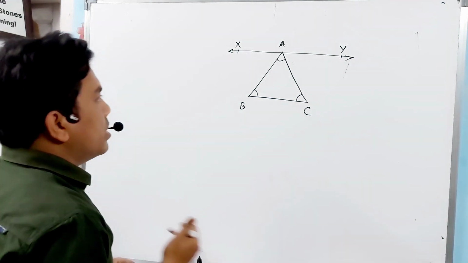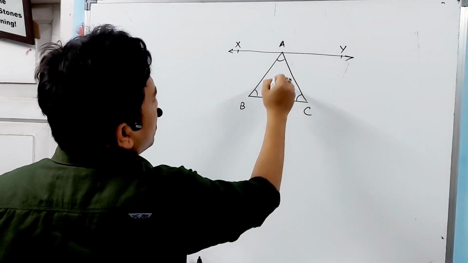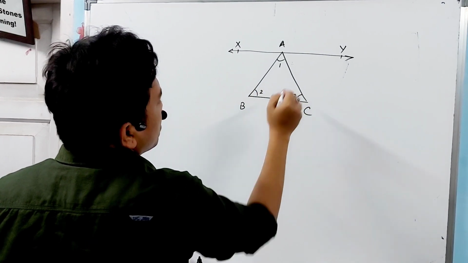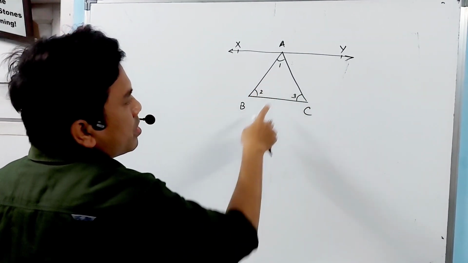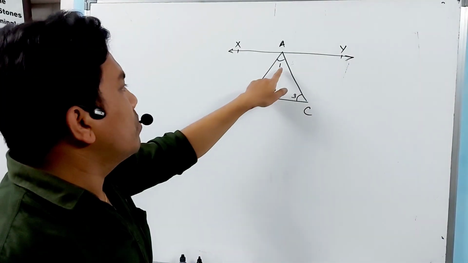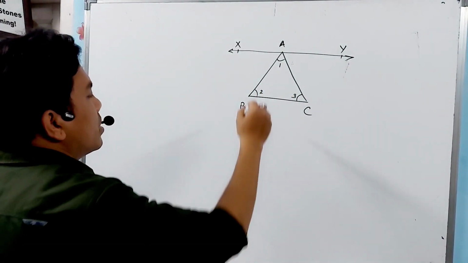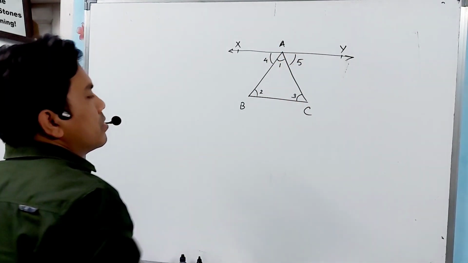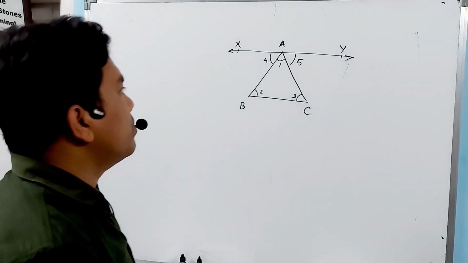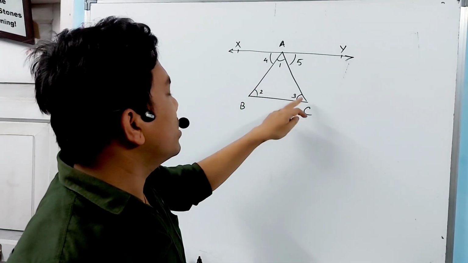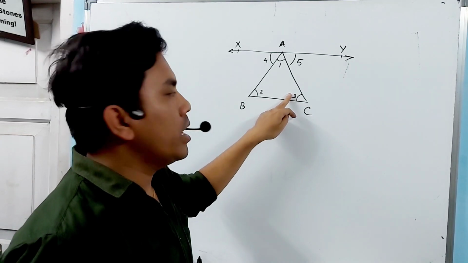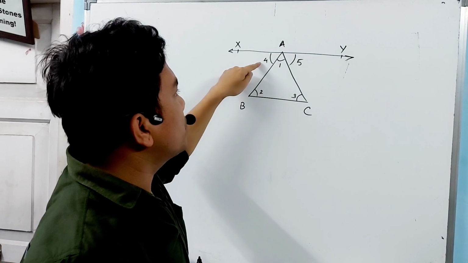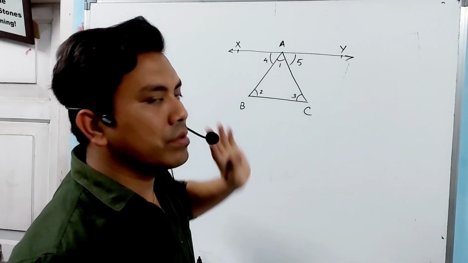After that, we will name the angles as 1, 2 and 3. We will name the interior angles as 1, 2 and 3, and let this angle be 4 and this be 5. So we have denoted the interior angles of the triangle as 1, 2 and 3, and the angle formed by this line with AB as 4 and with AC as 5. Very simple.